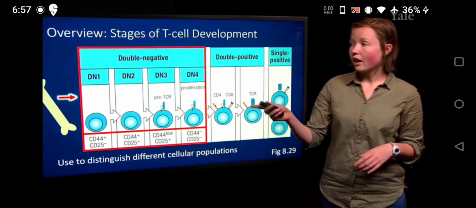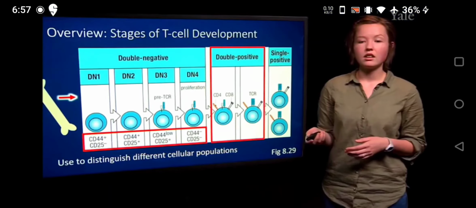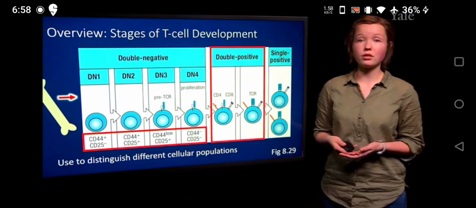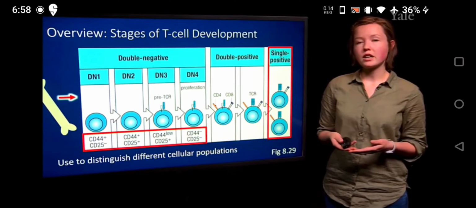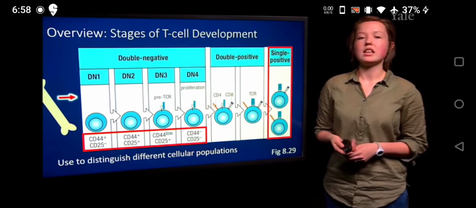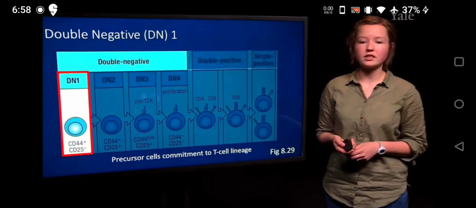So we start out in the bone marrow, and then we move to the thymus, where this double negative stage will occur. This is a stage in which the cells do not express either co-receptor CD4 or CD8. Then the T cells will move to this double positive stage in which they express both CD4 and CD8 co-receptors. And then before maturation, they will start to express only a singular co-receptor, either CD4 or CD8. So let's look at these in a little bit more depth.